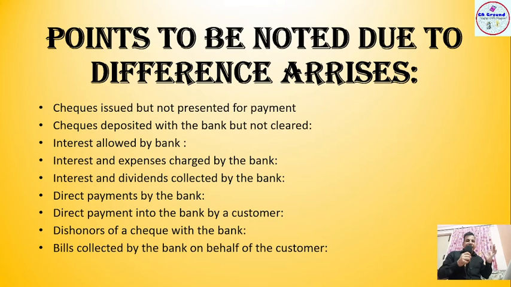The fourth point is interest and expenses charged by the bank. This point says that any amount which has been debited by the bank, but is not in our knowledge so far, because the bank does not ask you that it is going to debit your account.